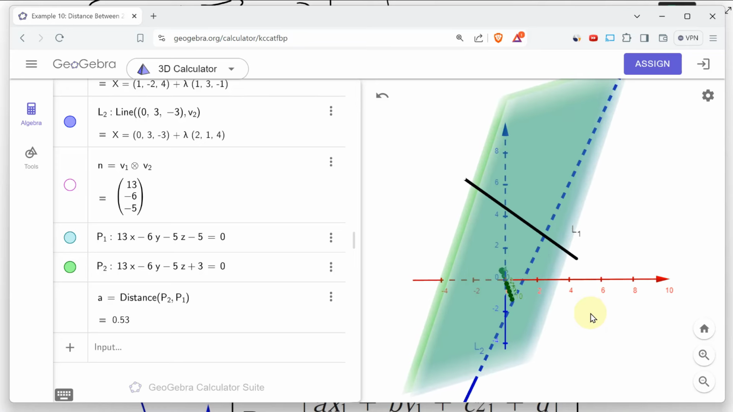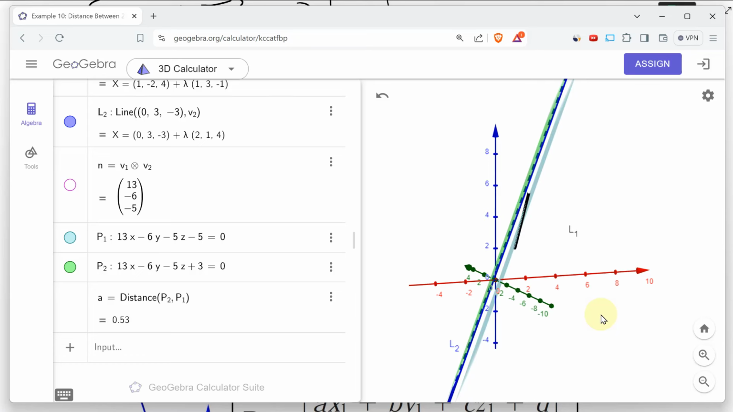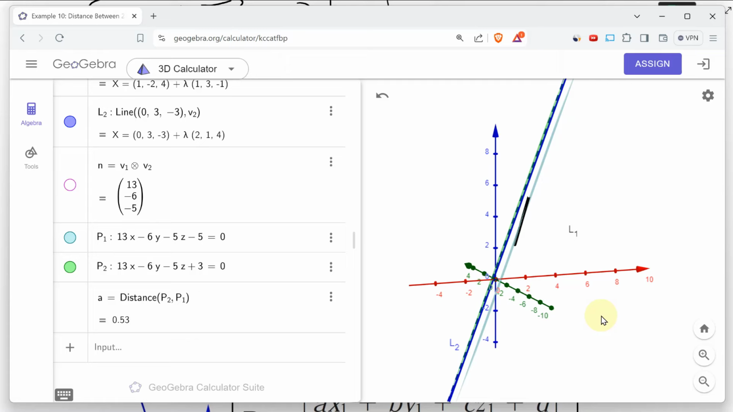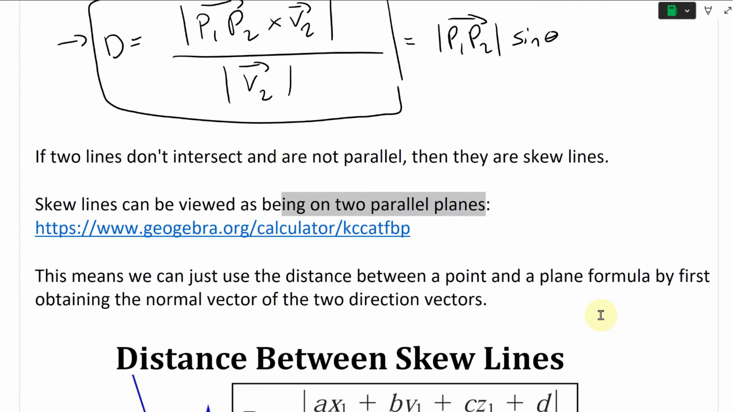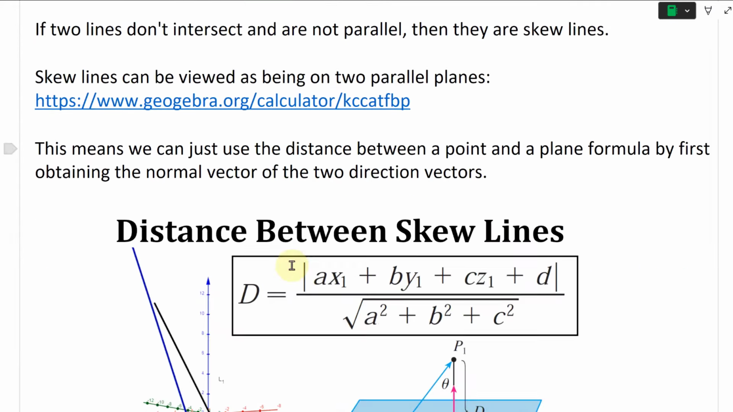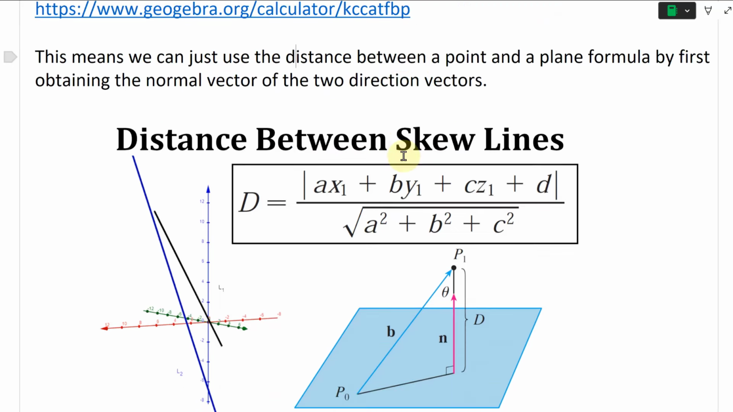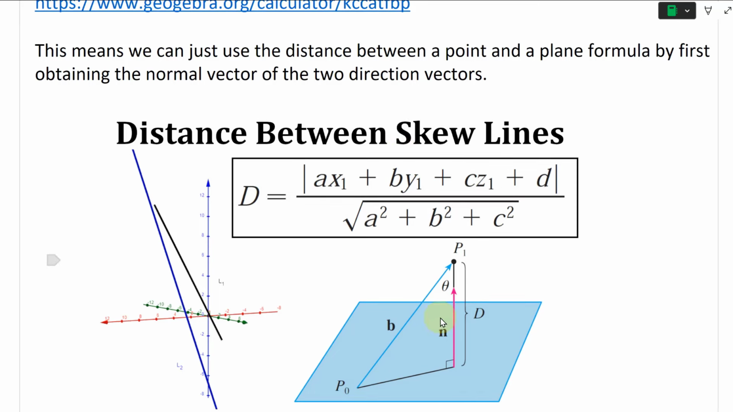If it's somewhere over here, the lines, you can just rotate it. I'm just showing you how that's always going to be parallel. You're always going to have two parallel planes containing the lines. So if we have two parallel planes, this means we could just use a distance between a point and a plane formula by first obtaining the normal vector of the two direction vectors. Because once we have the normal vector, we basically have the equation of the planes for either of them.